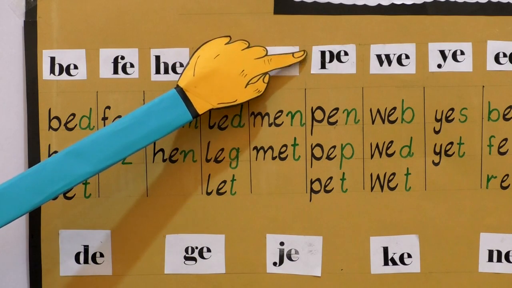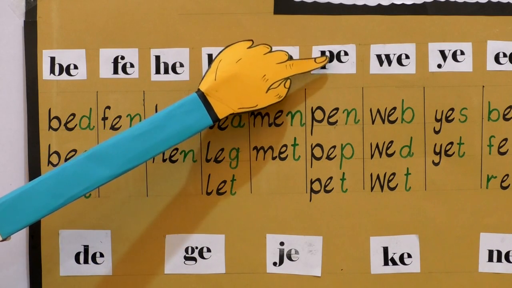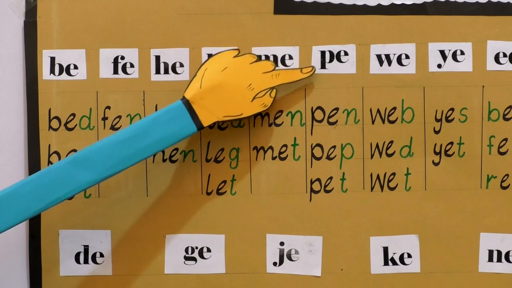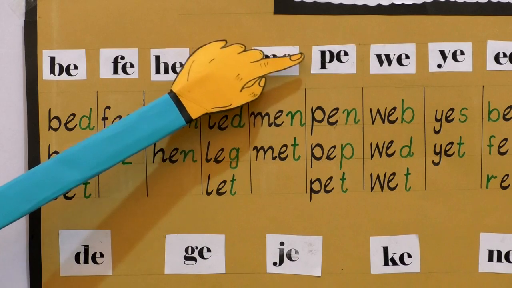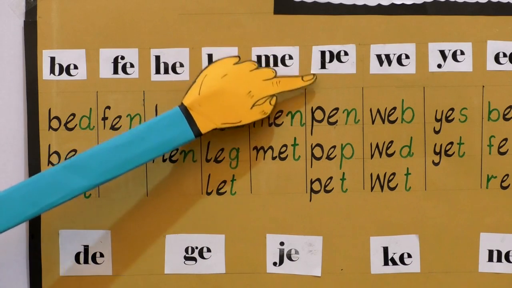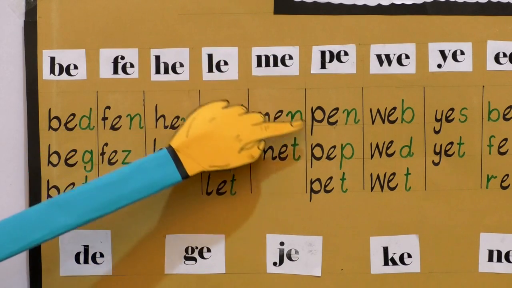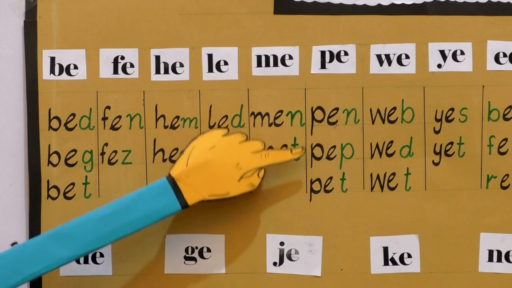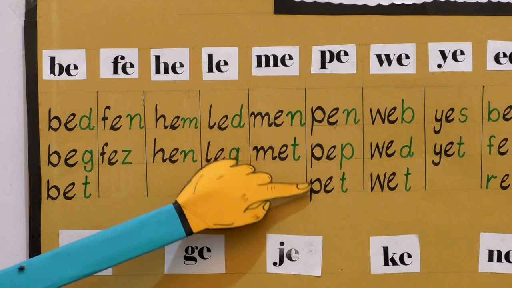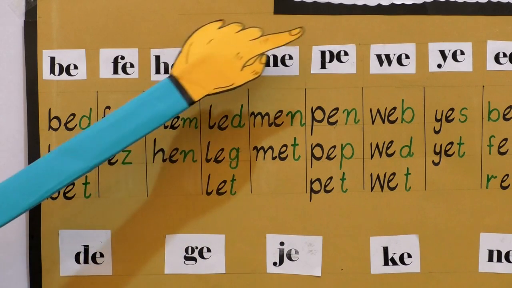Come to the next column. The sound of P is P and the sound of E is E. When we join these two sounds, it will become P. P, E, P. Now join the sound of P with some other letters. P, N, Pen. P, T, Pet.